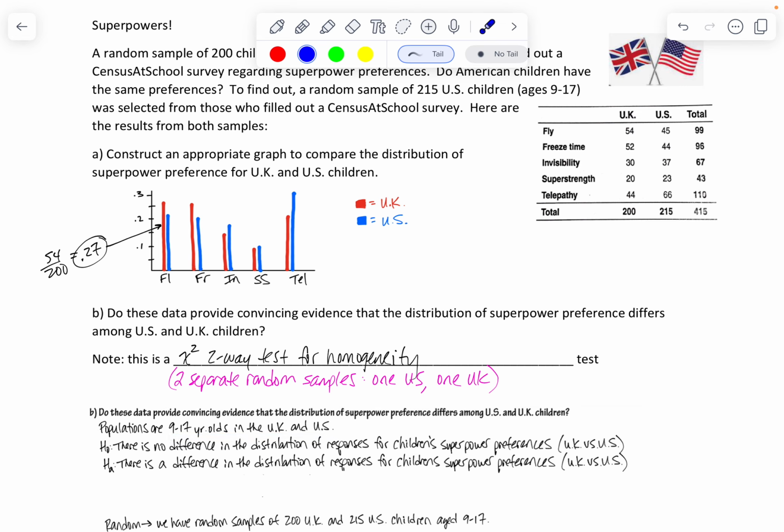And then let's talk about the Ho and the Ha. We discussed this in class last time I saw you, but the Ho usually has an equal sign. What that means is that there is no difference. In words, equal means no difference. And then copy-paste for the alternate: there is a difference. What are we even trying to show here? Difference in what? Let's talk about the superpower preferences in these two countries. That's what you're writing here: the distribution of responses for their superpower preference between the two countries, okay?